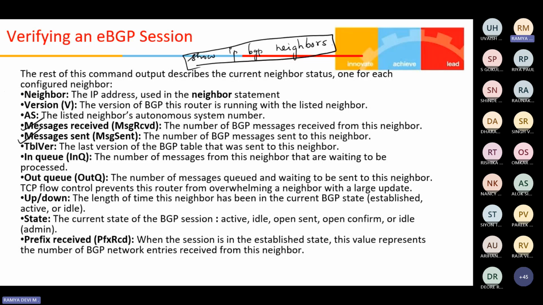It has messages received, messages sent, the table version, in queue, out queue, uptime, state, and the prefix. The default minimum advertised interval will be 30 seconds. In the session information, it will confirm whether the routes are being exchanged between the neighbors. The output will confirm the eBGP session between the router and the neighbor is up, stable, and whether it is able to exchange the routes.